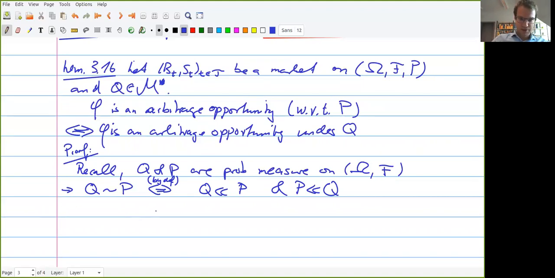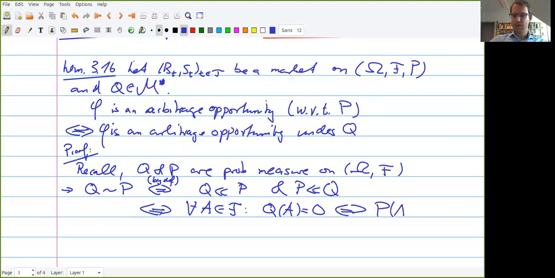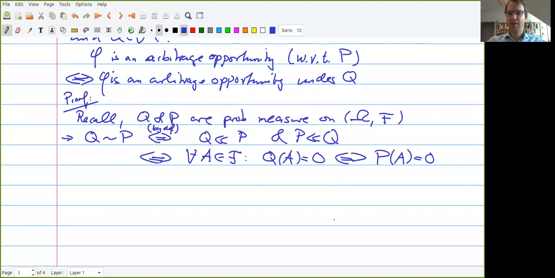So in other words, for all events A in our sigma algebra F, we know Q of A is 0, so it's a null set, if and only if P of A is 0. So that's just the definition spelled out of equivalent measures.